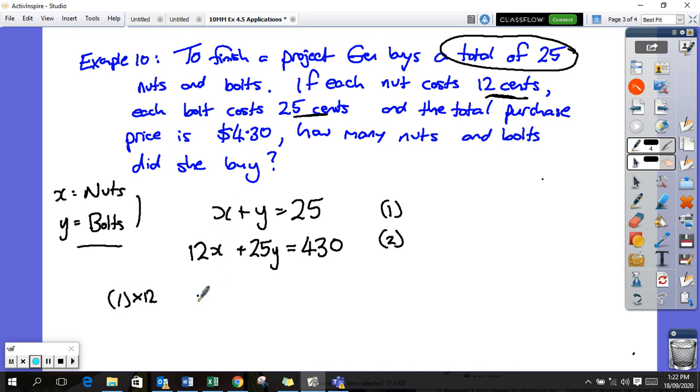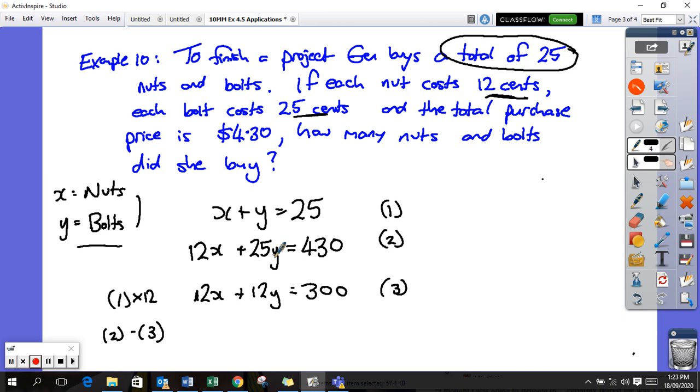So then I get 12x plus 12y, everything here multiplied by 12, equals 25 times 12, 300 exactly. And we're going to call that equation 3. Now we've got a 12x here and a 12x there. We can subtract them and eliminate. Equation 2 has the bigger numbers, so I'll go 2 minus 3.